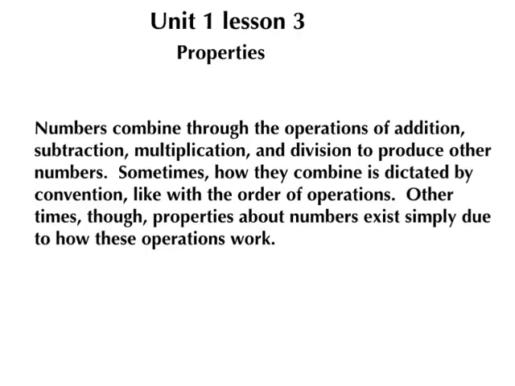Numbers can combine through the operations of addition, subtraction, multiplication, and division to produce other numbers. Sometimes how they combine is dictated by a convention, like with the order of operations. Other times, though, properties about numbers exist simply due to how these operations work.